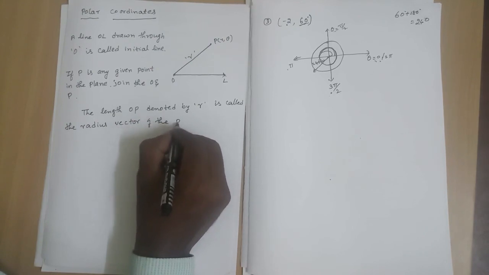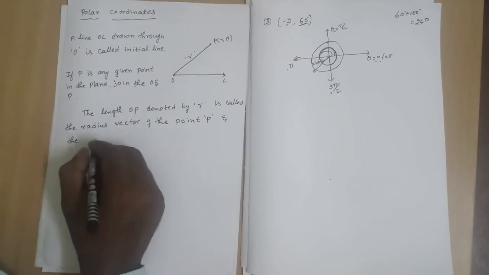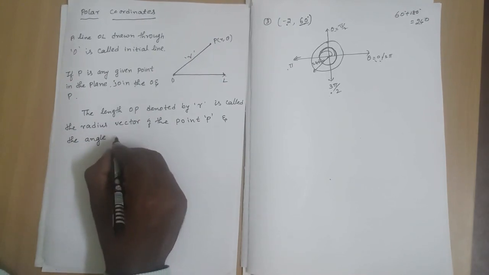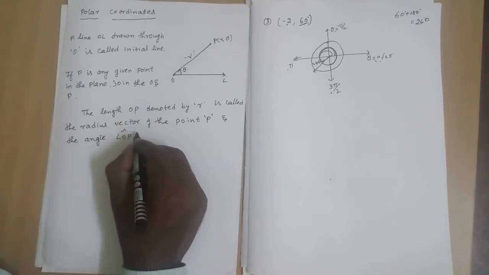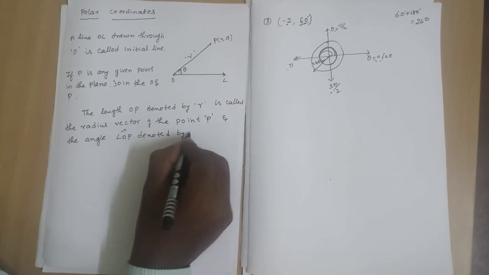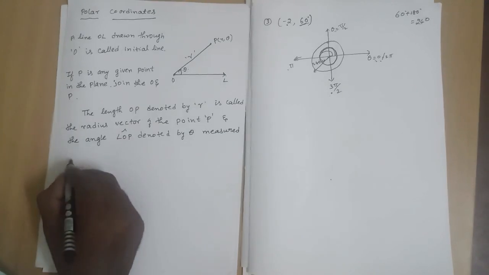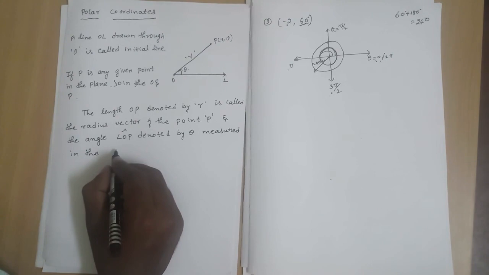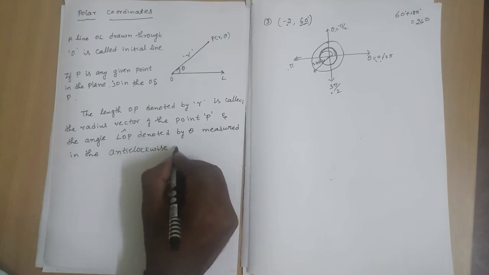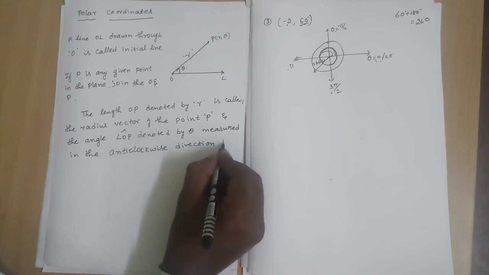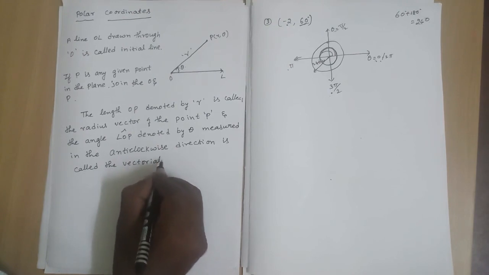And the angle LOP, measured anti-clockwise, denoted by theta, measured in the anti-clockwise direction, is called the vectorial angle.